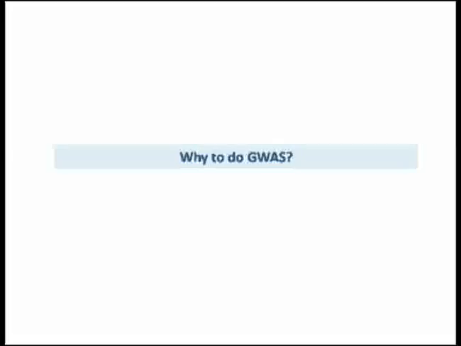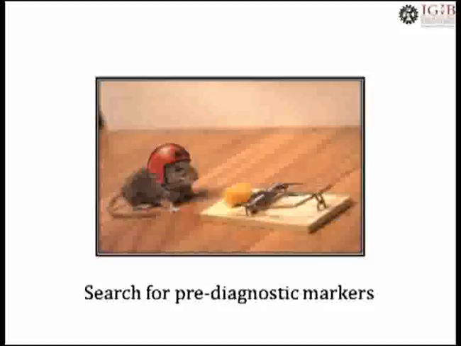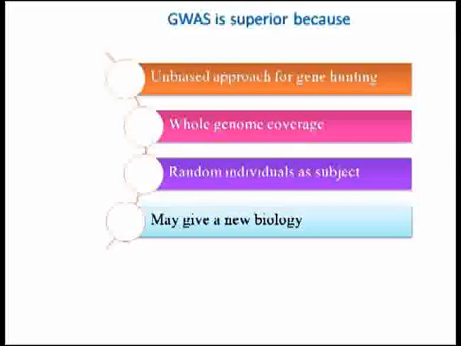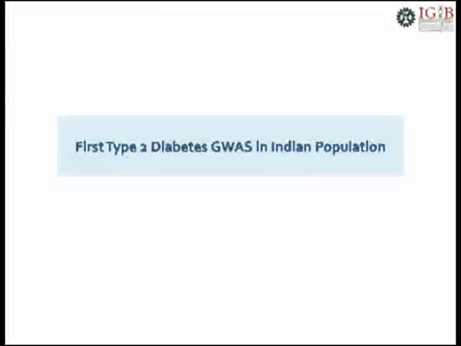And why do we do GWAS? We do GWAS because of this. Because modern medicine gives two important things. One is antibiotics, which work miraculously well. We have some hurdles now. And second is surgery. Why do antibiotics work? Because we know the origin. So it's easy to kill the origin. Here we do not know. So we are looking for pre-diagnostic markers just to give the warning to those would-be patients to follow a good lifestyle. It's an unbiased approach, whole genome coverage, and may give a new biology.